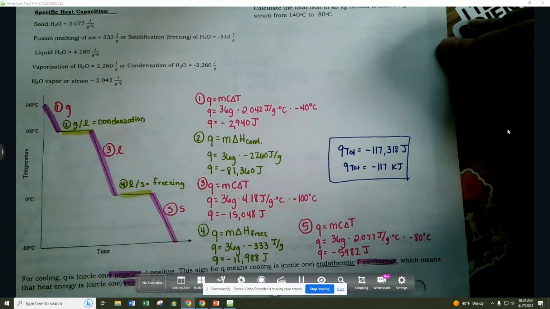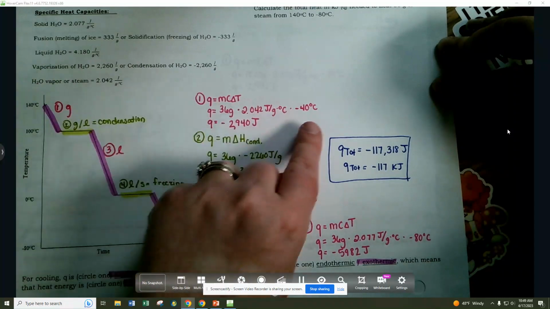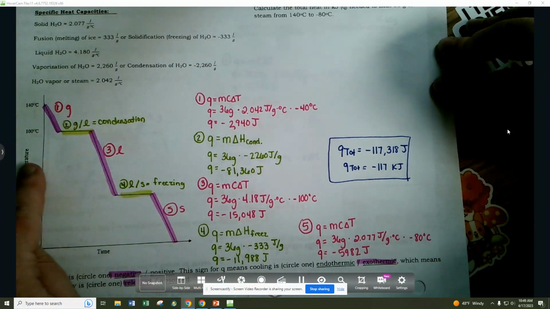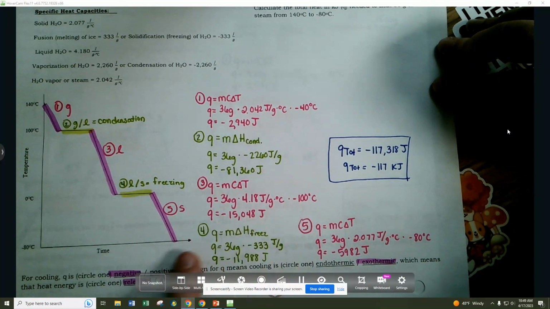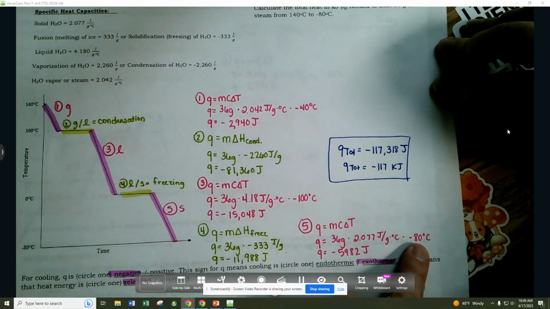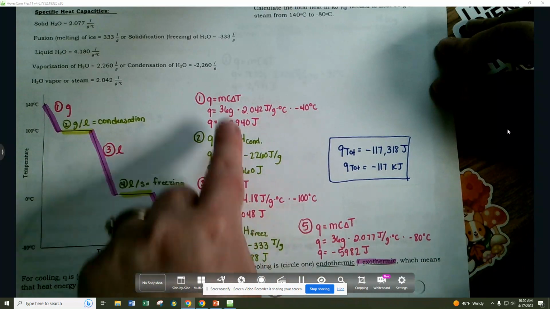And the one thing you'll find interesting is the temperature change is going to be negative, because here we would take 100 minus 140 to get a difference of minus 40 degrees. Here our difference would be 0 minus 100 for a difference of negative 100. And here we would have minus 80 minus 0 for a difference of minus 80. So you find that the cooling curve here ends with all negative values.